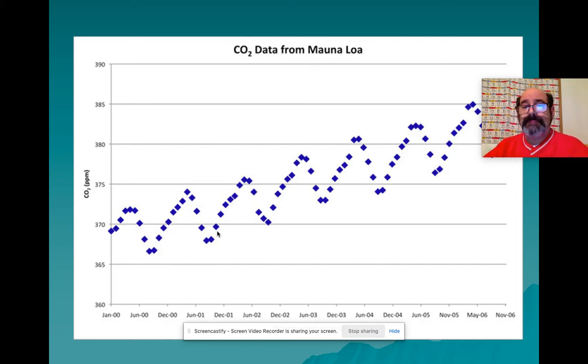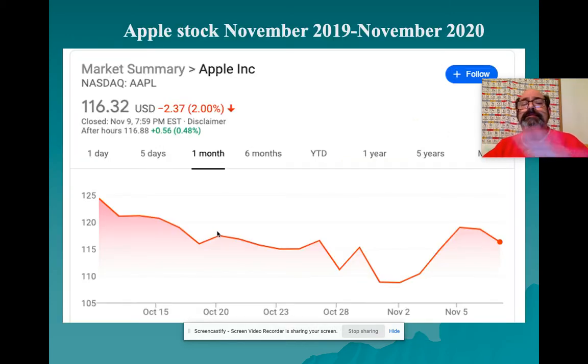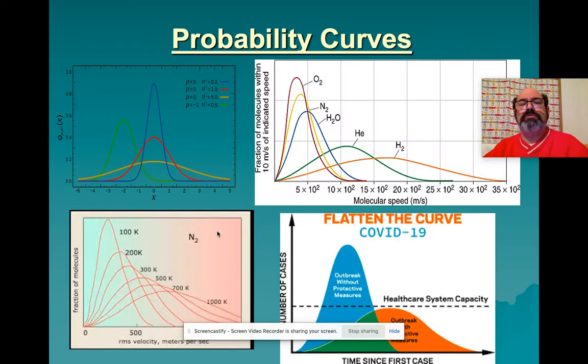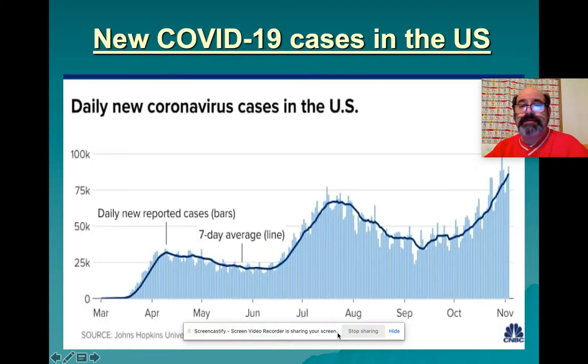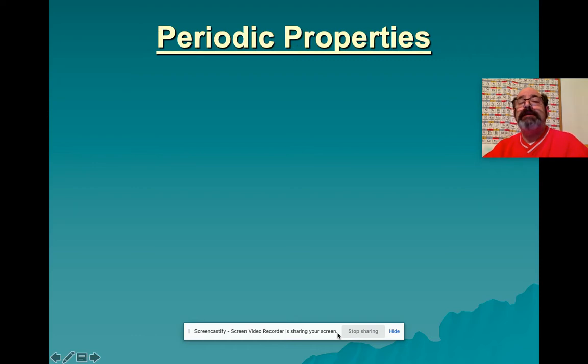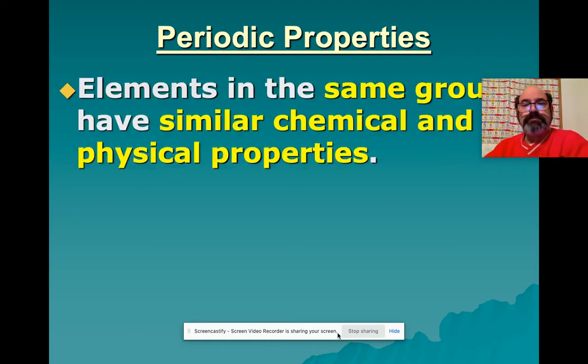Look at the data. Okay. Now we'll talk about data later. Stock market, stock market, stock market. Dow Jones, the wall. Statistical probability. Flattening the curve. COVID-19. We'll talk about that later. Periodic properties. Save that for next week.